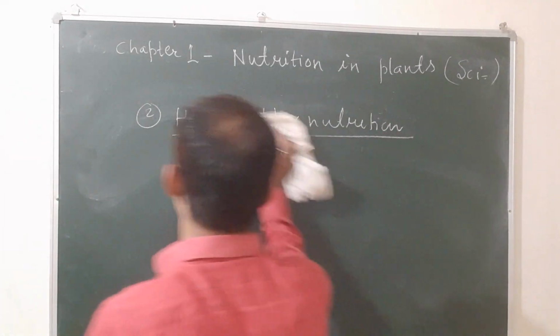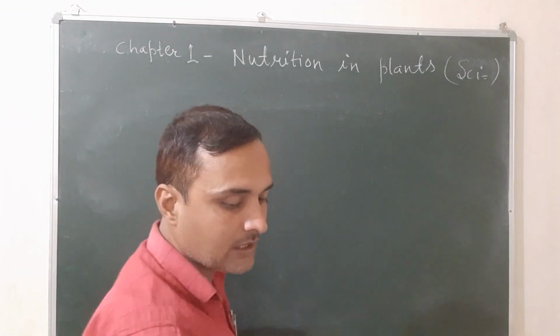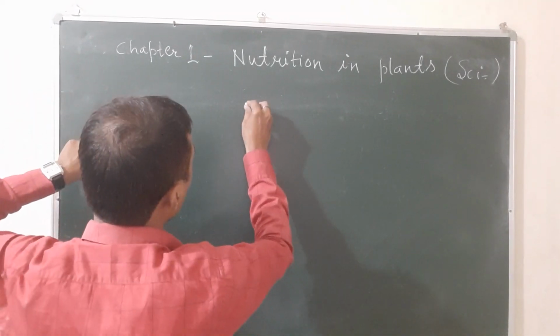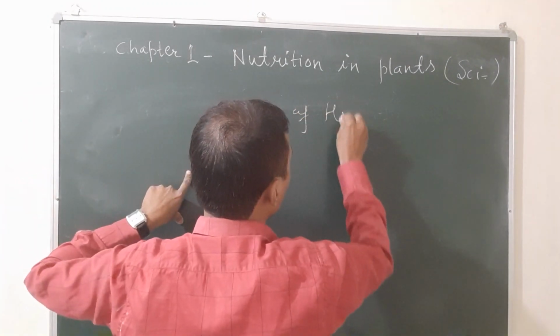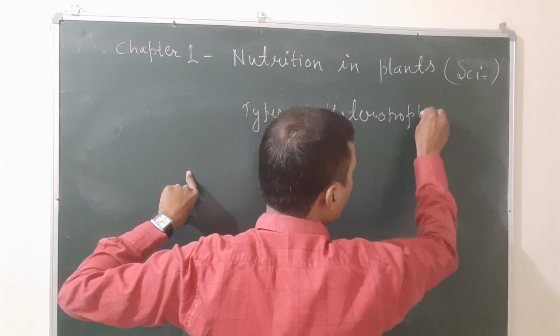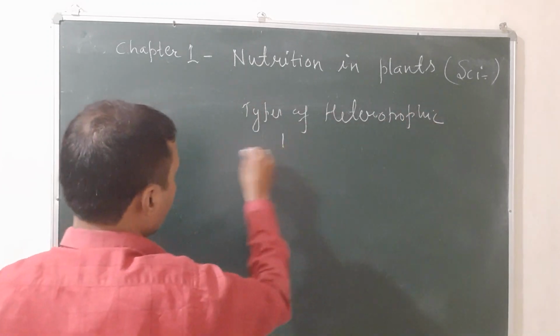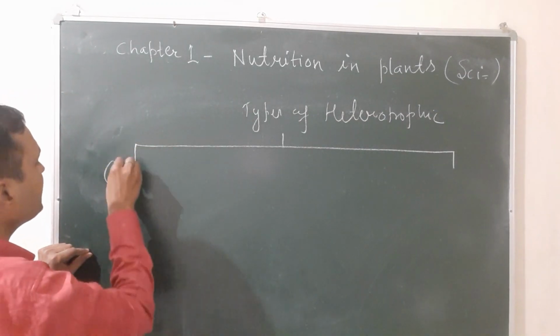First one is called parasitic, then saprophytic, symbiotic, and insectivorous. So these are the types of heterotrophic nutrition. Which type of nutrition is further classified? Heterotrophic. It's classified into four types. First is known as the parasitic nutrition.